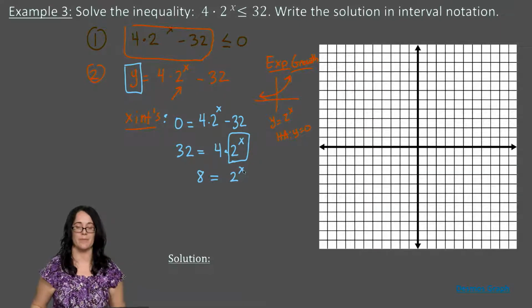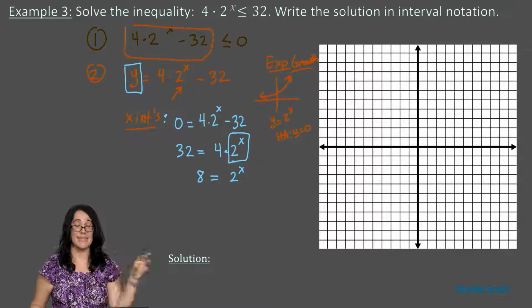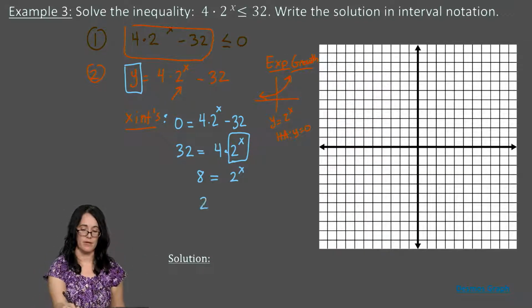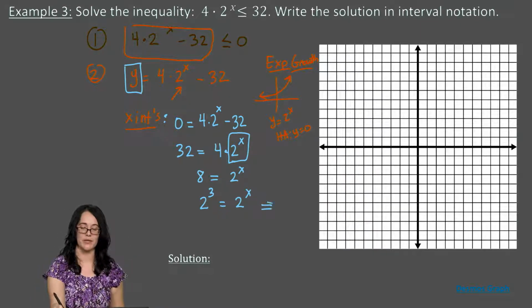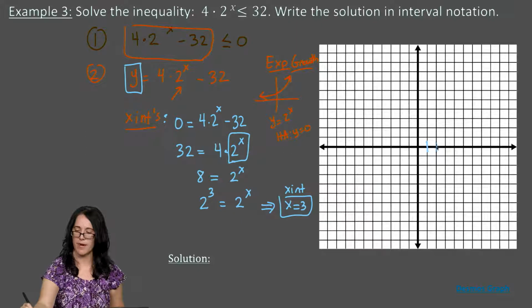We started with that at the very beginning of the video, didn't we? That's the same base on both sides. 2 to the 3rd power equals 2 to the x. Now, sometimes you've done so many more difficult problems that you don't even see the easy stuff when it's in front of you, right? So you might just take the natural log of both sides and you'll get the answer eventually. But when possible, we take shortcuts, don't we? So x equals 3 would be my one and only x-intercept. Let's put that on the graph.